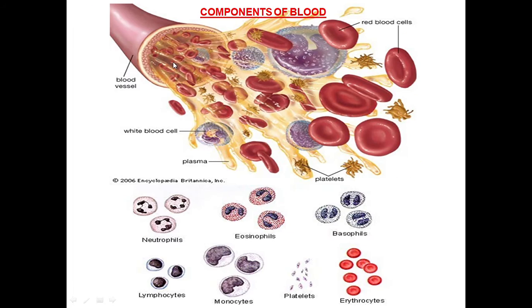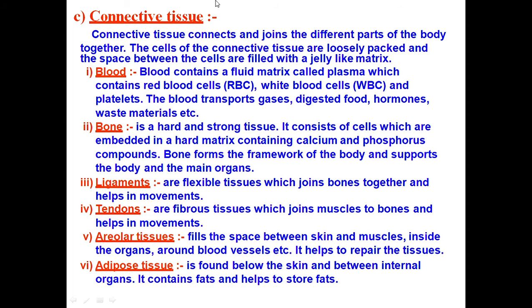Red blood cells help in the transportation of oxygen, because hemoglobin is present in the red blood cells, and that is the oxygen carrier of blood. White blood cells act as the soldier cells. They protect our body from any kind of infections, and platelets are there which help in clotting of blood.